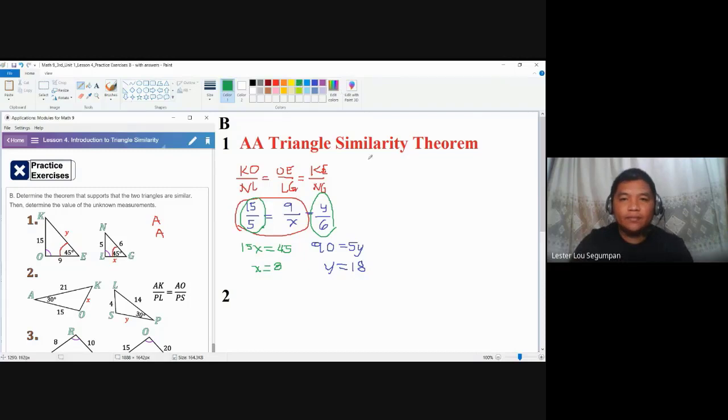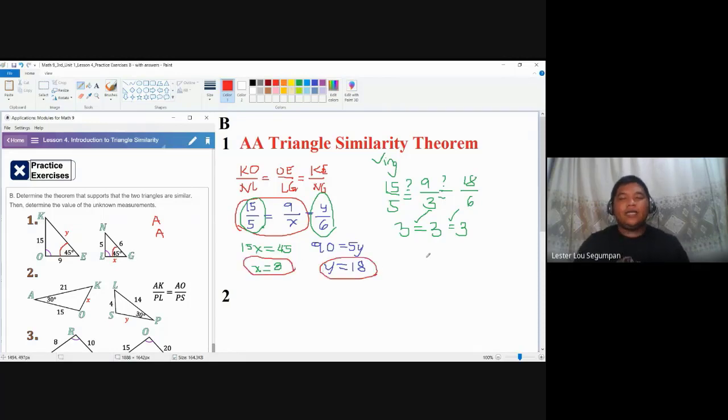Checking. Substitute all values: 15 over 5, question mark, 9 over 3, question mark, 18, the value for y, over 6. 15 over 5 is 3. This is also 3. This is also 3. That's correct. Therefore, we are assured that the values for x and y, being 3 and 18 respectively, are correct.